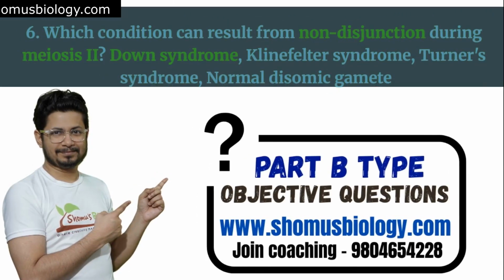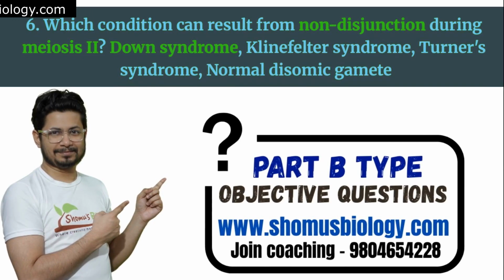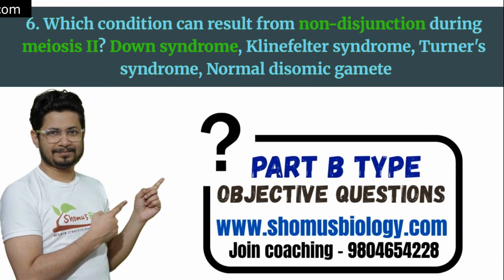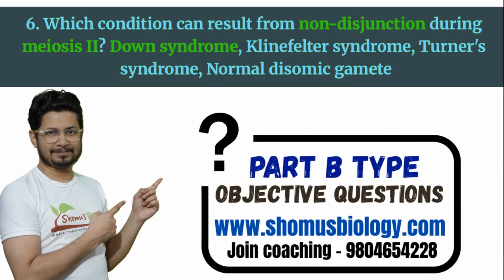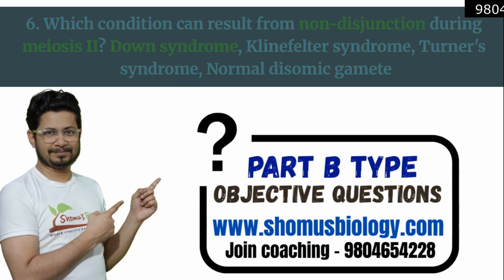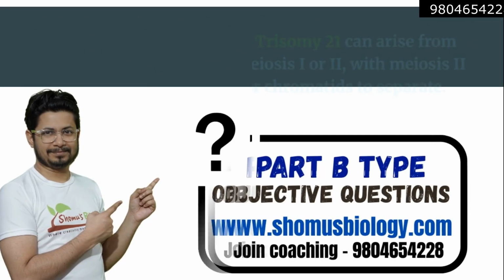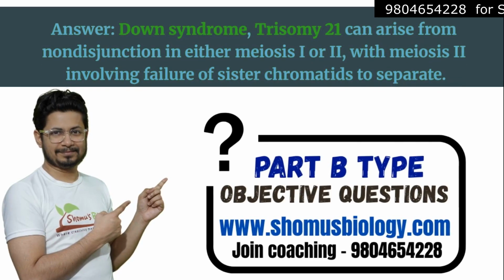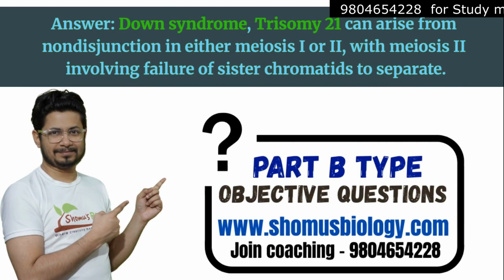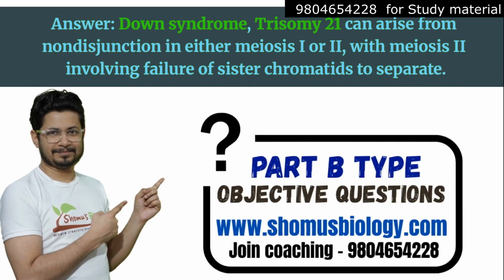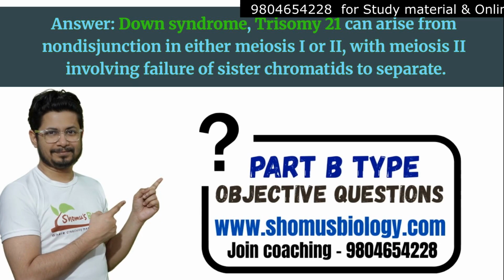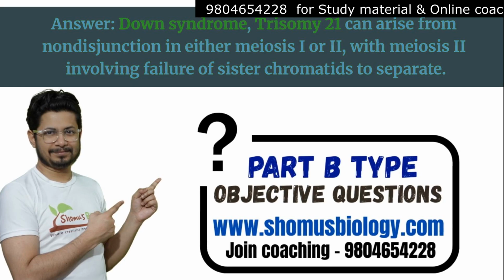6. Which condition can result from non-disjunction during meiosis II? Down syndrome, Klinefelter syndrome, Turner's syndrome, normal disomic gamete. Answer: Down syndrome. Trisomy 21 can arise from non-disjunction in either meiosis I or II, with meiosis II involving failure of sister chromatids to separate.